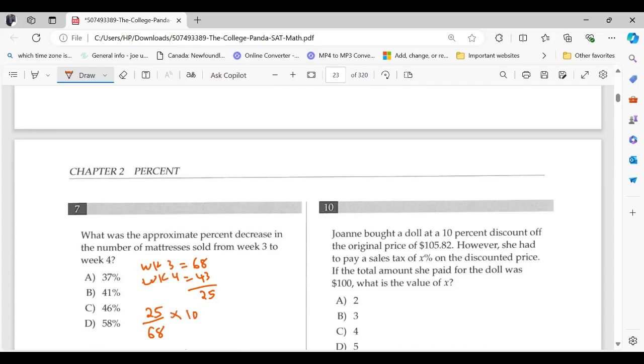So we have 100% here. So we have 36.76%. But they said we should approximate it. So this is approximately 37, which is option A.